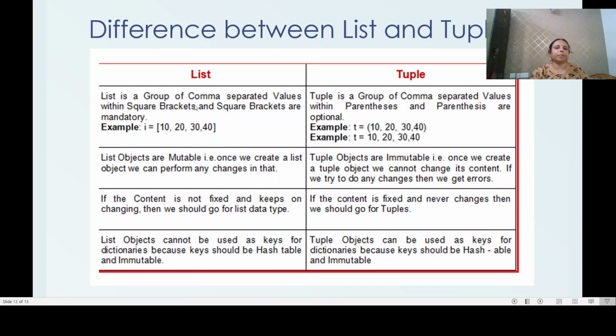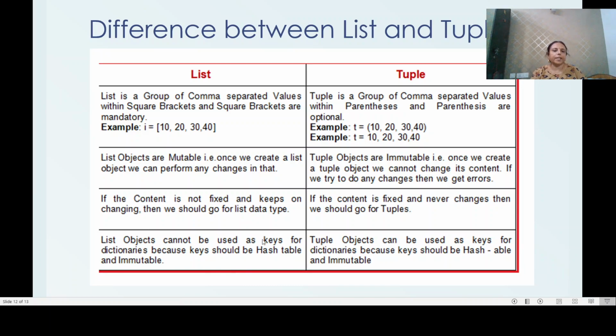Now, what is the difference between a list and a tuple? See, a list is represented by square brackets with the items separated by commas. Here it is enclosed in parentheses. The main difference is that a list is mutable. Once it is created, we can perform any changes in that. Tuples are immutable because we cannot change their content. If the content is not fixed and keeps on changing, then you can prefer opting for a list. And if the content is fixed and never changes, then we go for the tuple.